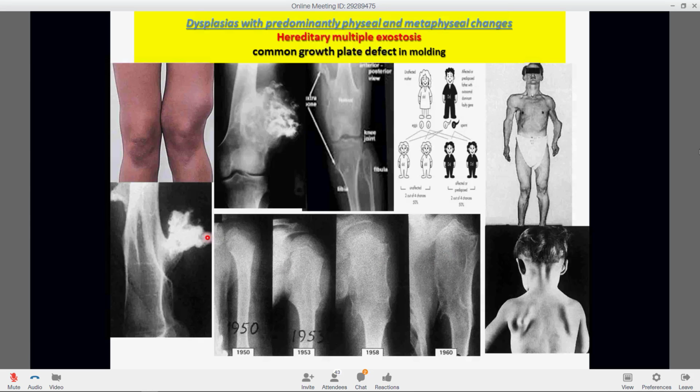The condition, if it starts to grow after the maturity of the bone, indicates the possibility of changing to malignancy. So excision is advised.